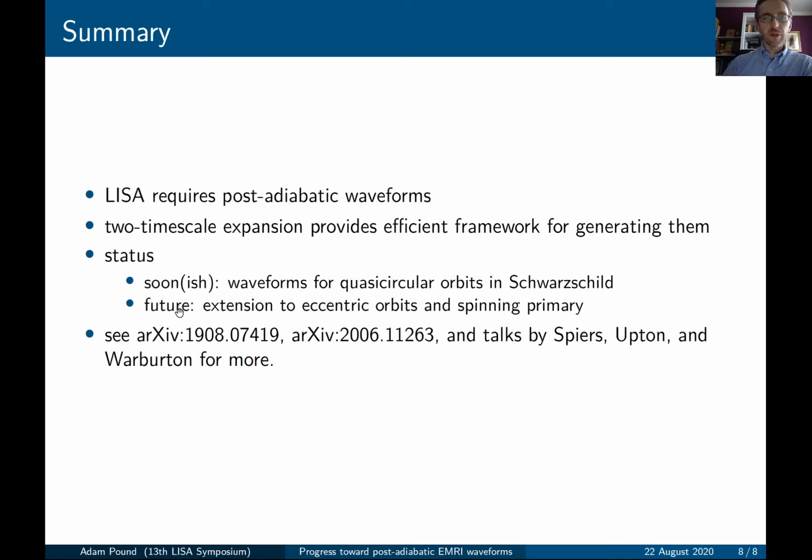And then looking a bit further into the future, we need to extend the implementation to eccentric orbits, and with more difficulty, extend it to a spinning primary, so orbits around a Kerr black hole. So that requires quite a bit of new infrastructure. As I said, this is part of a long, ongoing research program involving a lot of people. So I'll refer you to some other resources to learn more about the status. There's these two arXiv papers, but also other talks at the symposium, the one by Warburton I mentioned, as well as a couple by my PhD students, Andrew Spiers and Sam Upton.